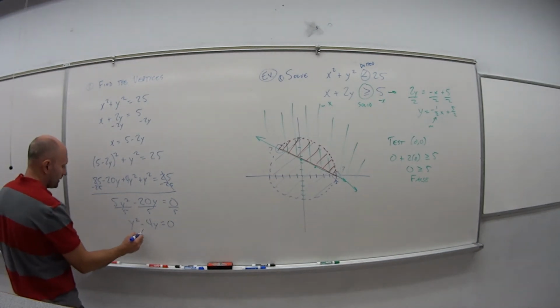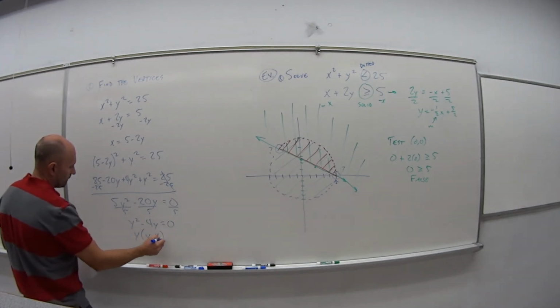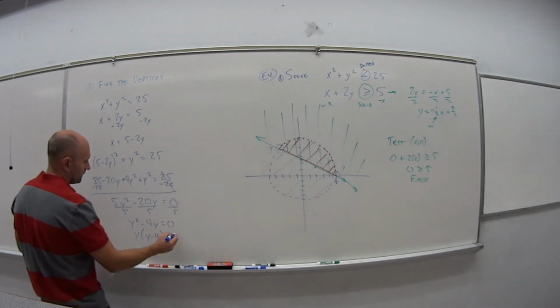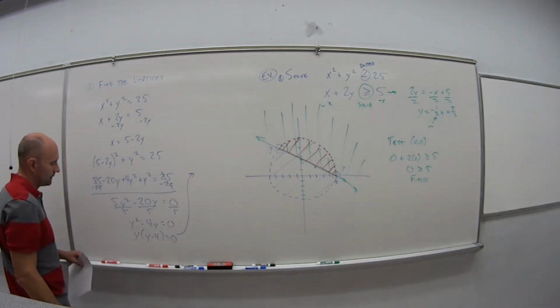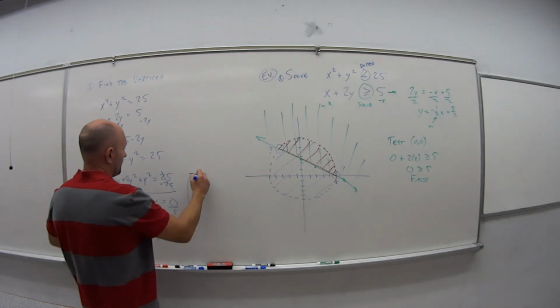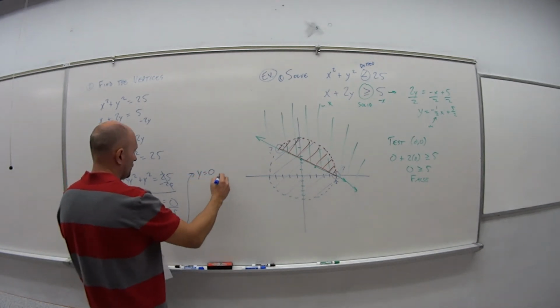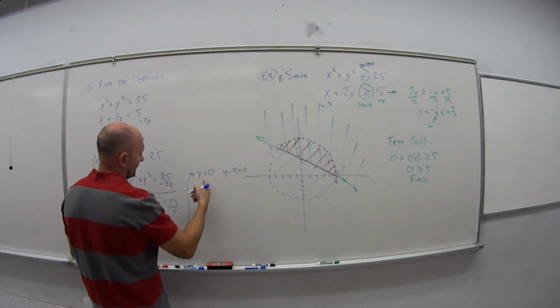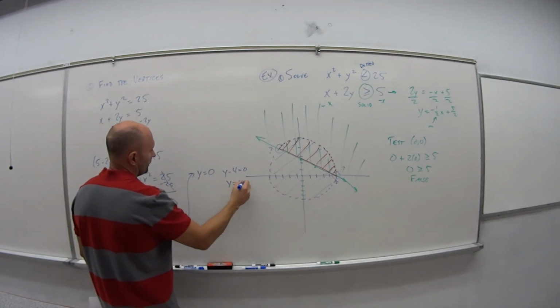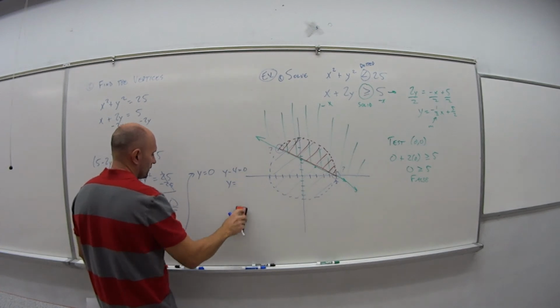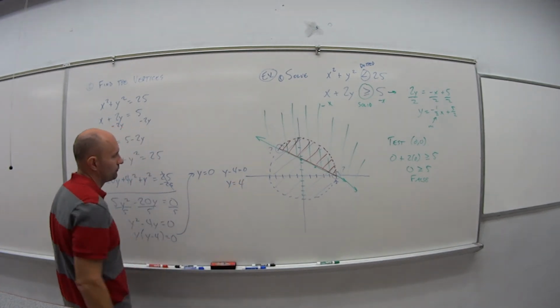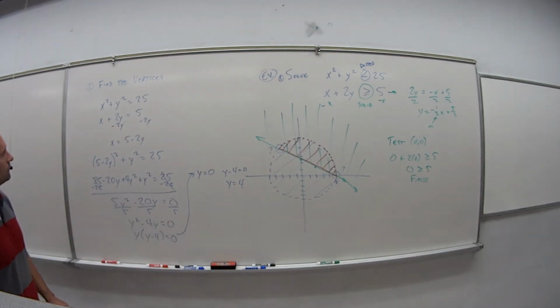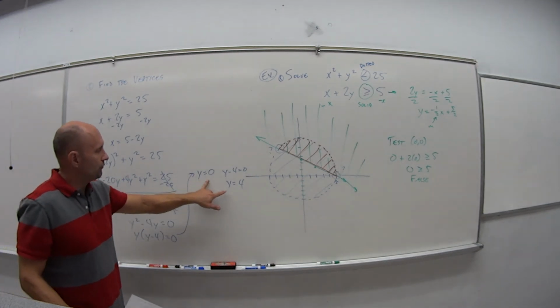Factor out a y. So I get y times (y minus 4) is 0. So that means, by the zero product property, y is equal to 0 or y minus 4 equals 0. So y is equal to 0, or y is equal to, not 5, 4. y is equal to 4. So those are my two values for y.